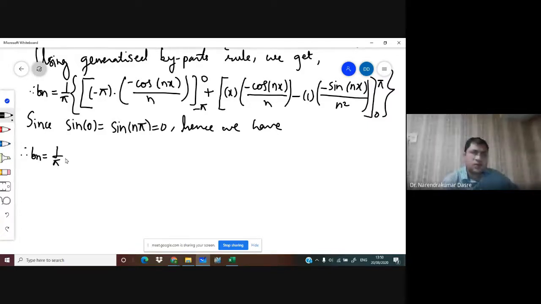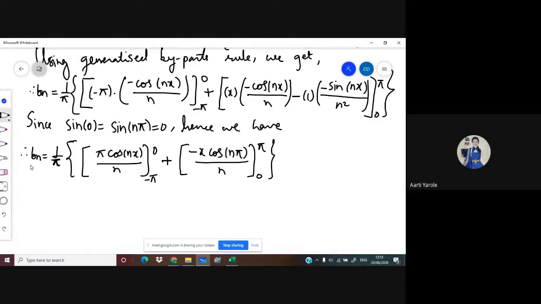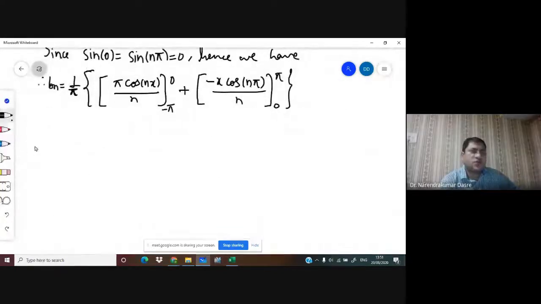Bn is equal to 1 upon pi. We have this minus minus will become plus, so pi cos of nx on n, this is minus pi to 0, plus it's going to be minus x cos of nx on n, the limit is 0 to pi. So we got here this, and now we apply the limit.